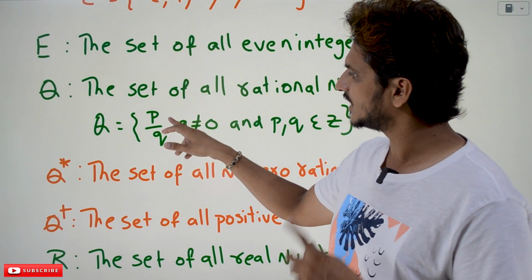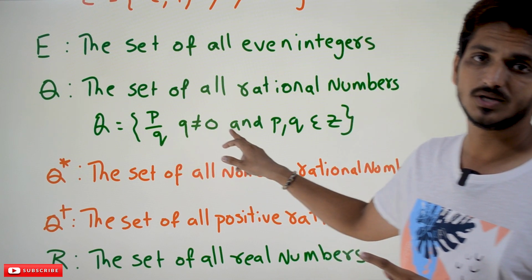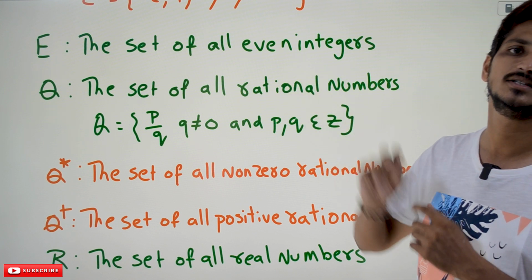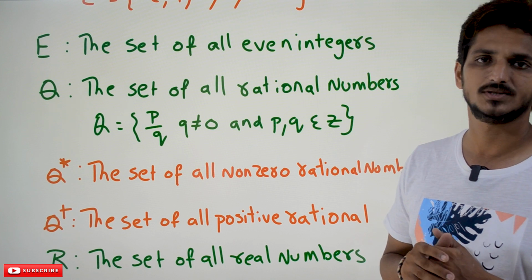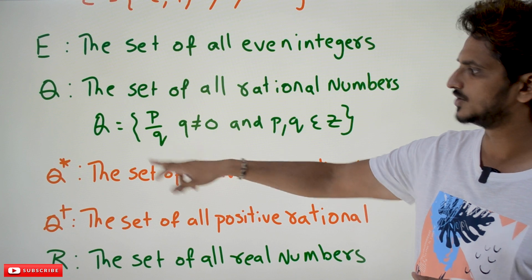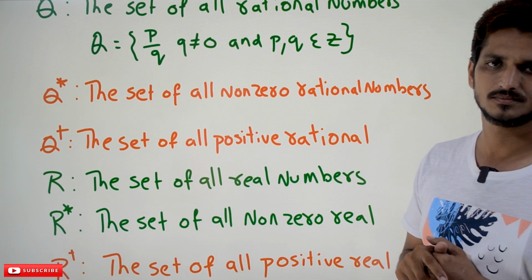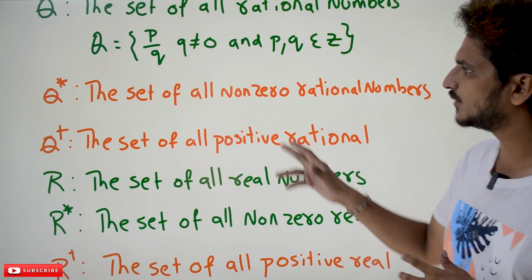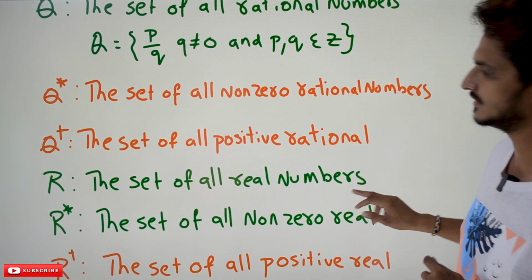Rational numbers are in the form of p by q, where q should not be equal to 0, and p and q belong to Z. Z means integers. You take any integer values, except that q should not be 0. This is how we mention the rational numbers. Q star means the set of all non-zero rational numbers, all rational numbers except 0. That is what we call Q star. Q plus means the set of all positive rational numbers.